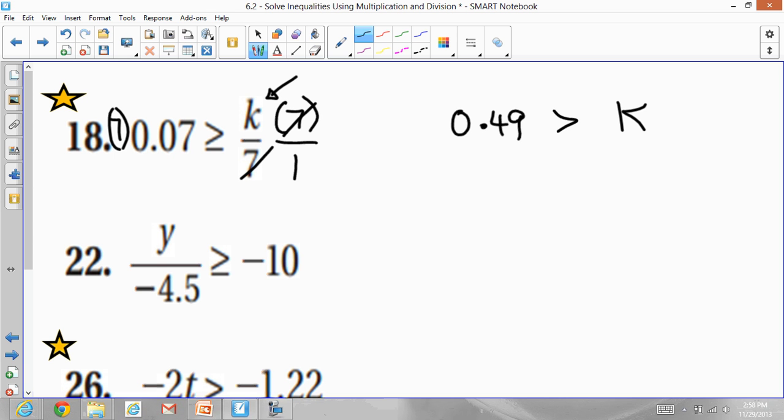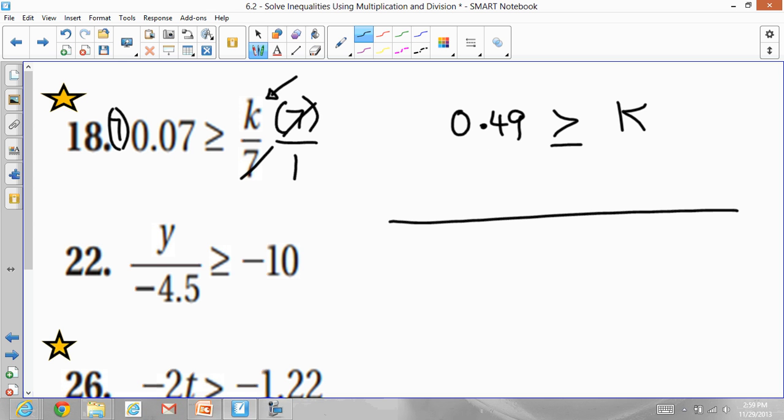The symbol in this case stays the same. I am not going to reverse the inequality because I did not multiply by a negative. I only reverse the inequality provided I multiply or divide by a negative number. In this case, they stay the same. So you have done the solving.